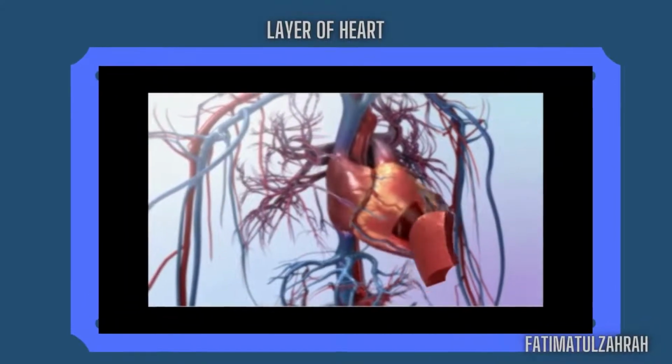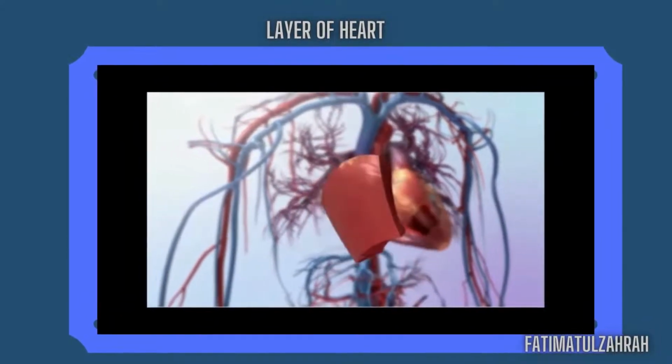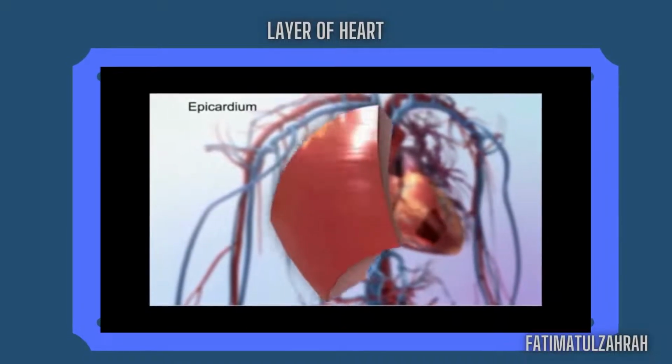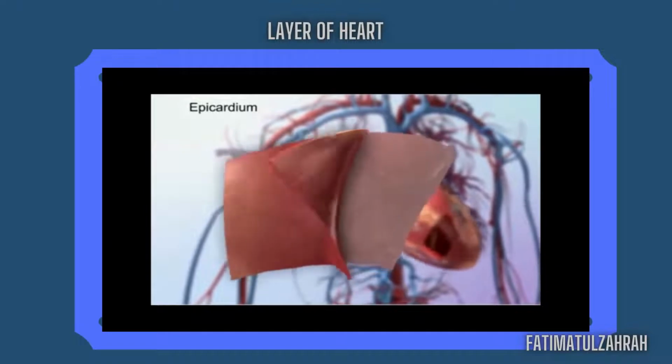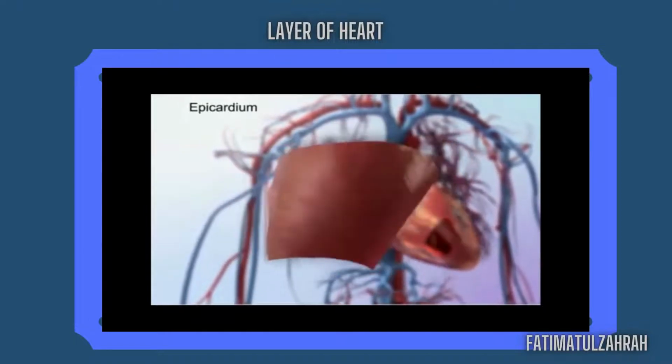This is the layers of the heart. Cardiac muscle, found only in the heart wall, contracts constantly to pump blood throughout the body. The heart wall is composed of 3 layers. The thin layer called the epicardium or visceral pericardium forms the outermost part of the heart wall.